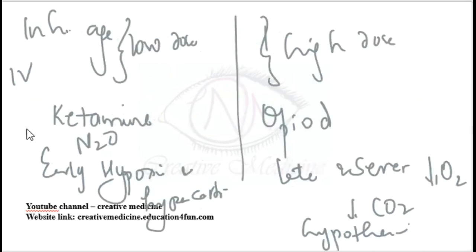Now, activation of electroencephalogram is seen whenever we give inhalational agents or IV agents in low doses, in the presence of ketamine, nitrous oxide, early hypoxia and hypercarbia. Depression of electroencephalogram is seen with high doses of inhalational agents or IV agents, when we give opioids, or in late or severe hypoxia, hypercarbia and hypothermia.